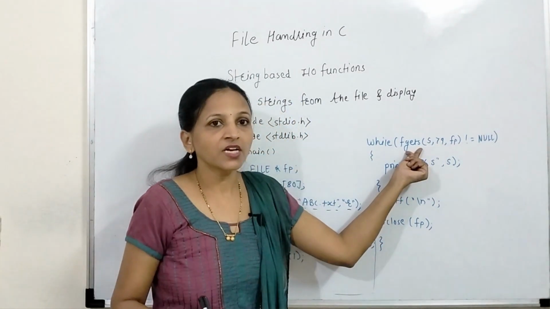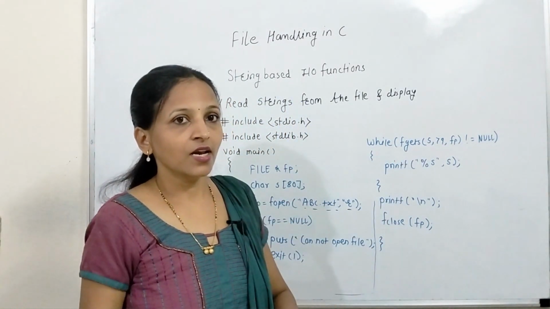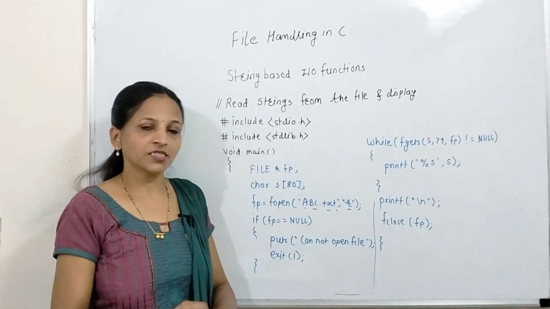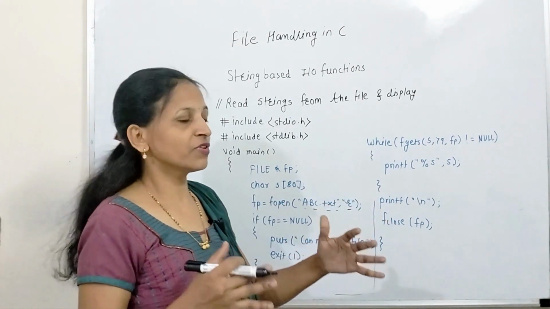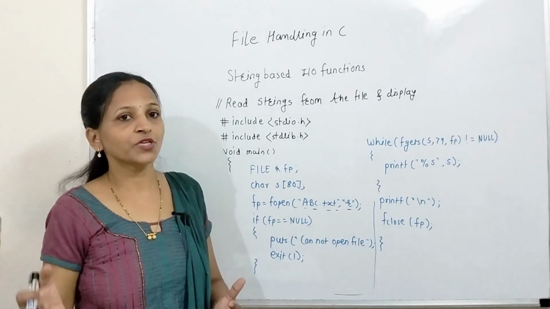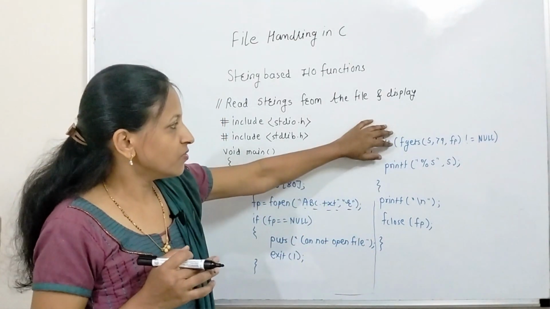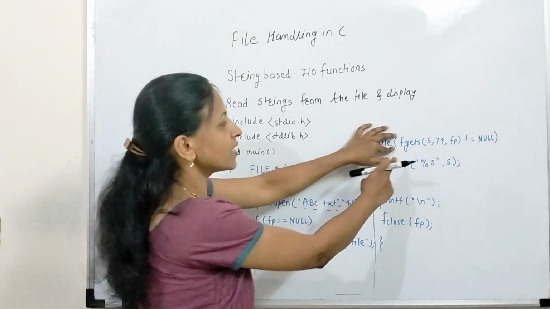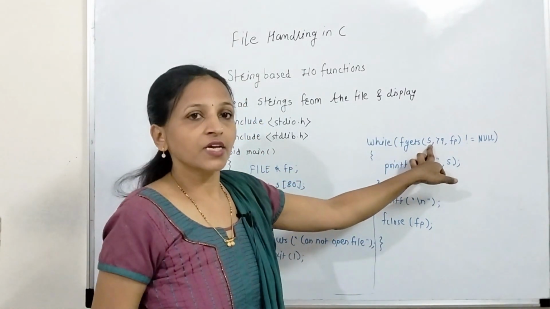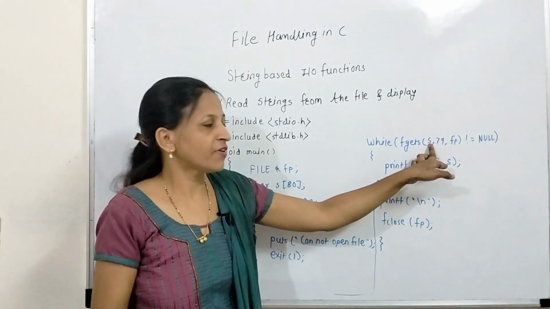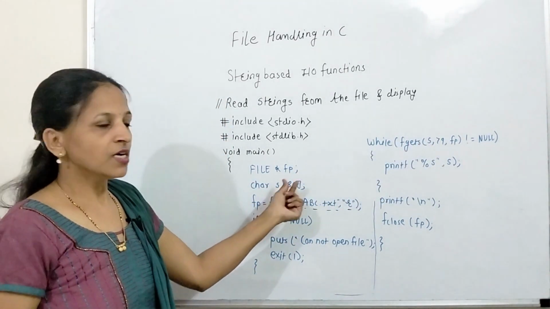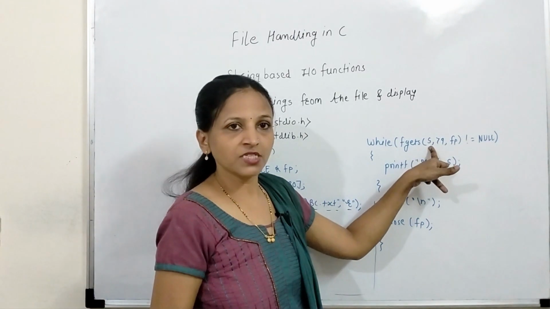fgets function will return null if it has not read anything. Getting? Because we use the fgets function to read a string from that file. See how we can use that fgets. In fgets, the variable or character array in which you want to store whatever is read from the file is nothing but s here, that I have passed as the first argument.